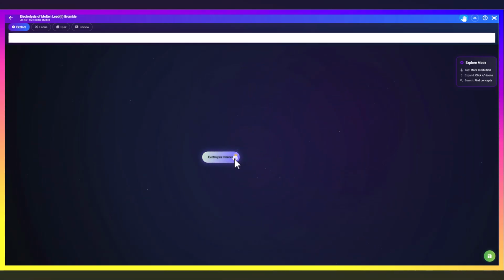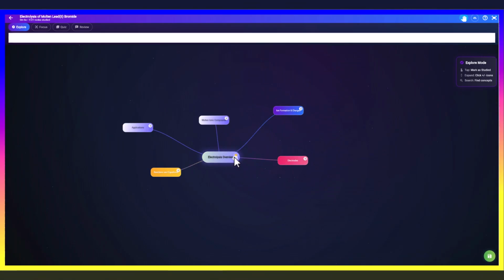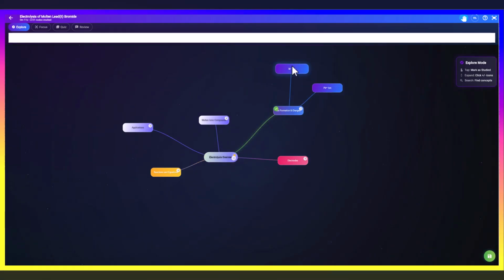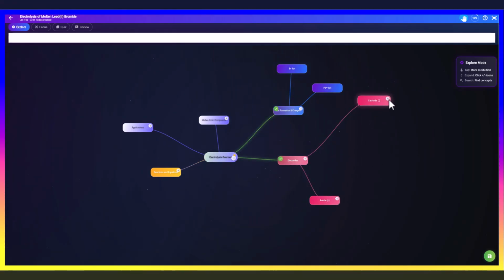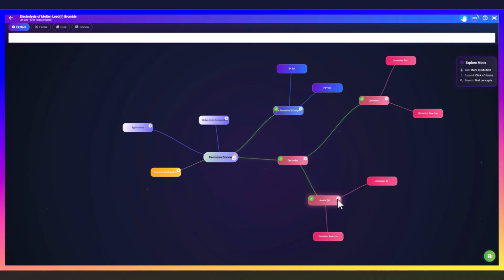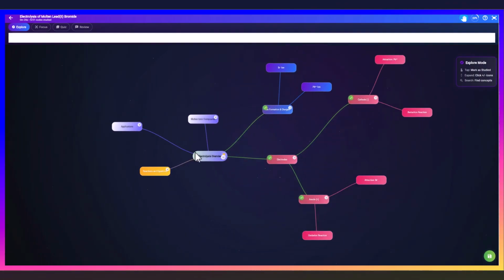You can collapse everything, start to expand the child nodes, and just try and remember what's there. Electrodes, so cathode and anode for electrodes. Attraction of Pb2+, and it's the reduction reaction. For the anode, it'll be attraction of Br-, and it's the oxidation reaction. Cool. Okay, so that's how mind maps work.